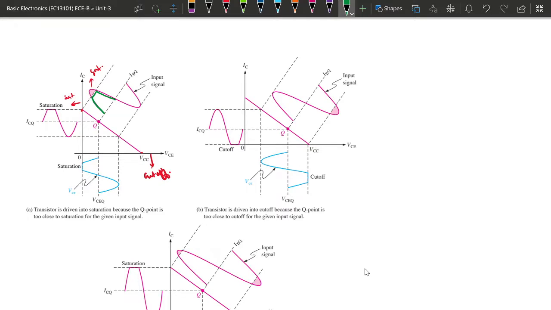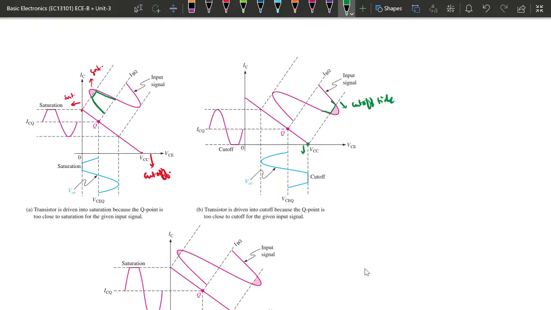Similarly in the second case, suppose we put the Q point much closer to the cutoff region side. So this is the point where the cutoff region starts. Up to here it was active, but beyond this the cutoff region starts. So if the Q point is closer to the cutoff region, then this portion will reach into cutoff. Okay, so this is the cutoff side. Now the transistor is going to be working in cutoff.